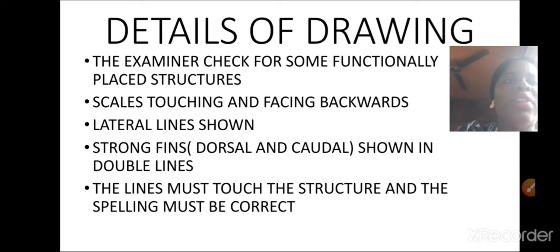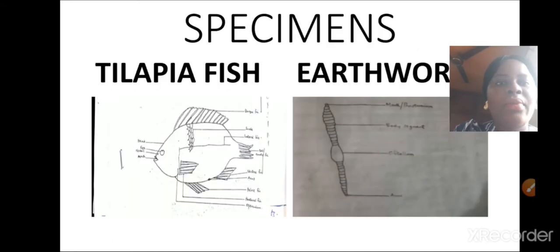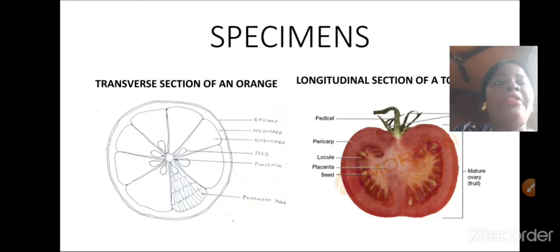So for the details of drawing, the examiner checks for some functionally placed structures. For example, for the fish, look at the scales. The scales touching each other and facing backward, showing the lateral lines. These are functional structures. These are functional parts that you must label. The operculum, showing all this. The fins, showing the dorsal fin, showing the caudal fin.